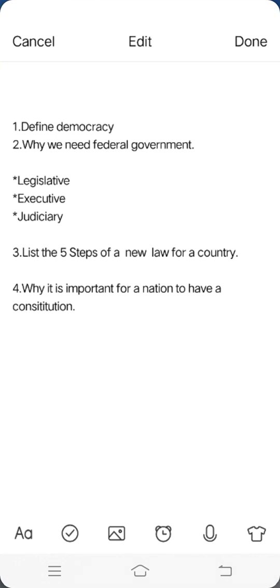Hello, dear student. Today, our topic is our government, where you will learn how to define democracy. Then you will learn about why we need a federal government. Then we'll look at what the legislative, executive, and judiciary are. Then we will look at the 5 steps to make a new law for a country. Then we will look at the importance of a constitution for a country.